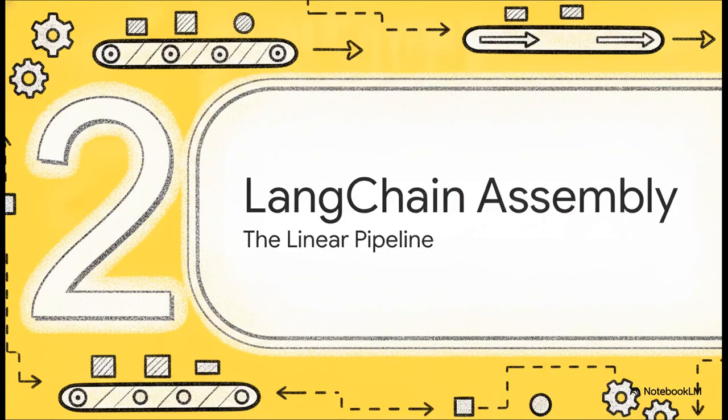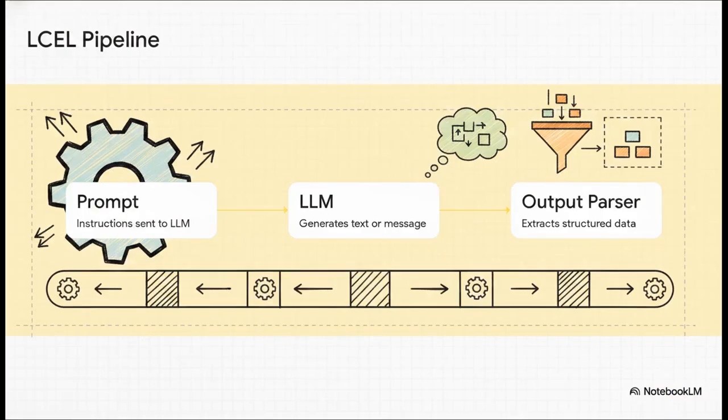All right, Section 2. Let's look closer at LangChain, the assembly line. Think of the LangChain Expression Language, or LCEL, as a highly efficient factory assembly line. It flows cleanly. Step 1, your prompt template sends the parameterized instructions. Step 2, the LLM processes it and generates a response. Step 3, your output parser kicks in and extracts that response into structured data, like a JSON object. It's modular, it's composable, and it is absolutely perfect for knocking out tasks in a straight, uninterrupted sequence.